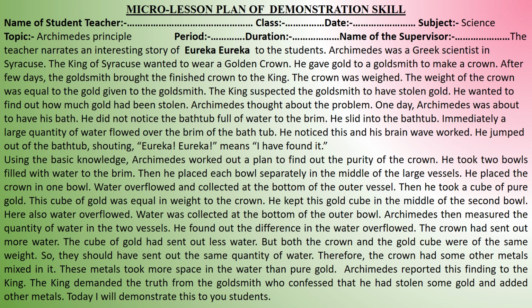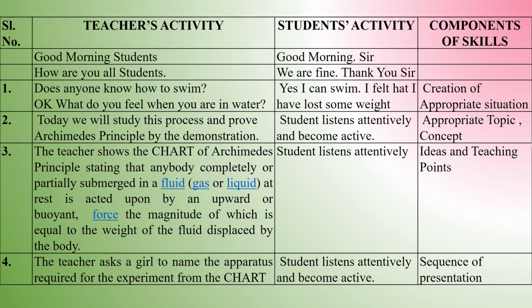Today, I will demonstrate this to you, students. After the narration of the story, the lesson plan will be divided into 4 columns. In the first column, serial number will be written. In the second column, the teacher activity will come. In the third column, student activity will be written, and in the last column, the components of the demonstration skill will be mentioned. After this, the teacher will ask the student, "Does anyone know how to swim?"